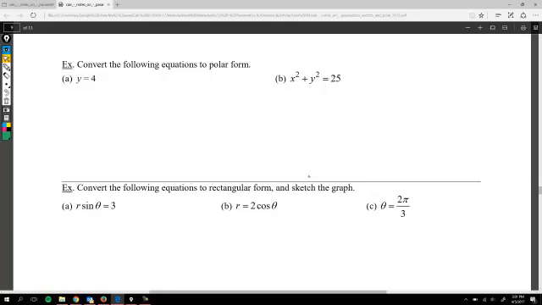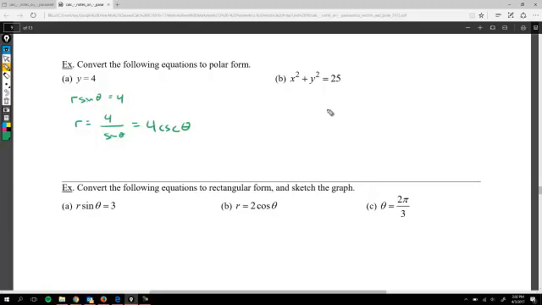Next, we're going to convert to polar form. So I'm given that y equals 4. Okay, y is the same thing as r sine of theta. Right, so let's solve for r. So r is 4 over sine of theta, same thing as 4 cosecant of theta. All right, so now I have a polar equation in terms of r and theta, which is what I wanted.